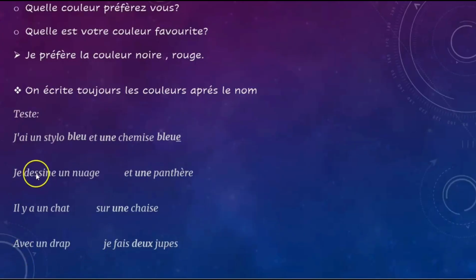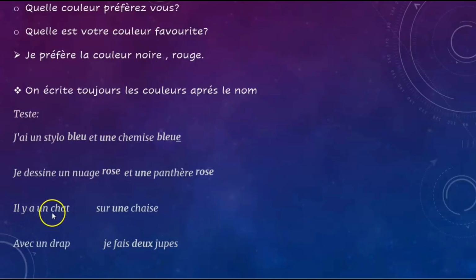Deuxième. Je désigne un nuage dash et une panthère dash. Nuage means cloud and panthère means panther. So nuage is again masculine, so you have to use color in its masculine form, and panthère is feminine, so you have to use the color in its feminine form. So rose, je désigne un nuage rose, it's masculine, and une panthère rose. So rose is same for masculine and feminine. D'accord?